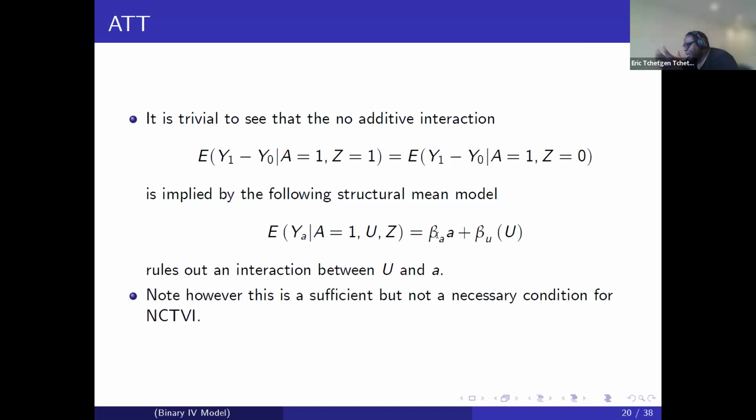It's easy to reason that this is actually what you might be assuming, but this is also still very stringent because it rules out any interaction between what you're concerned about, which is latent confounding, and the treatment of interest.